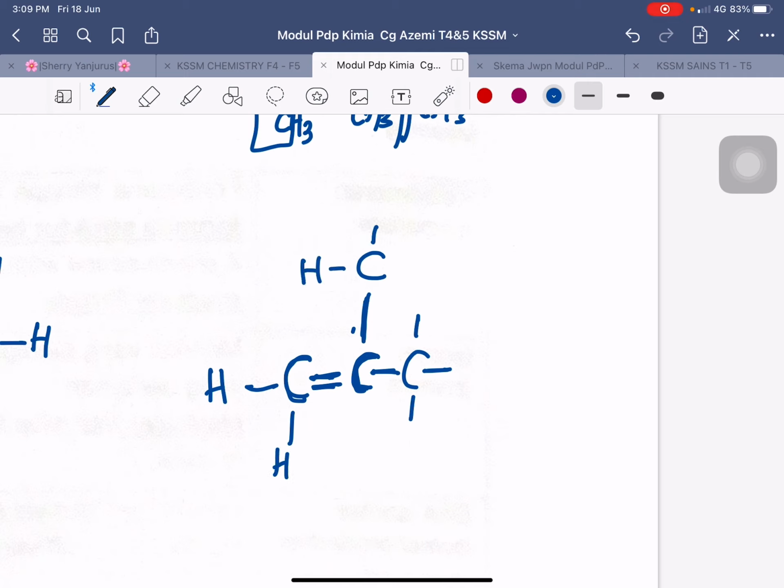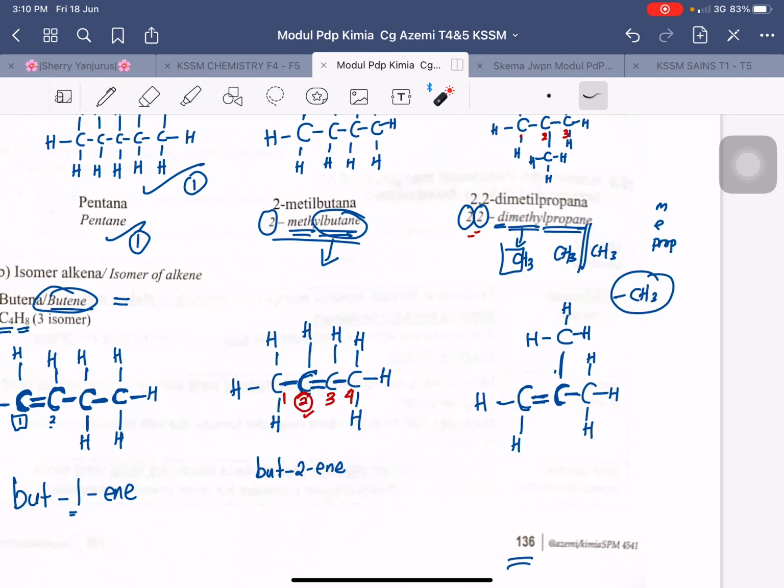Don't forget this one. Sebab cabang tu kan CH3. Remember yang tadi dalam buku teks CH3 ya, methyl. So ada H, H, H. Let us count again. Betulkah ada 4 biji C? Nina, betulkah ada 4 biji C? 1, 2, 3, 4. Betulkah ada 8 biji H? 1, 2, 3, 4, 5, 6, 7, 8. So this is the way how to draw the third isomer.